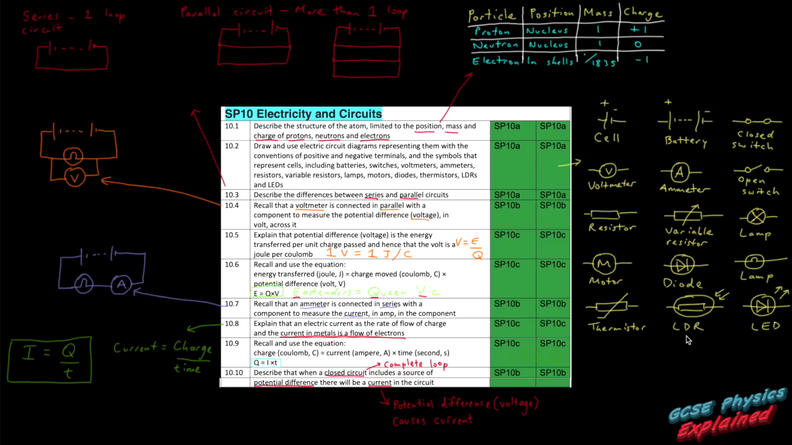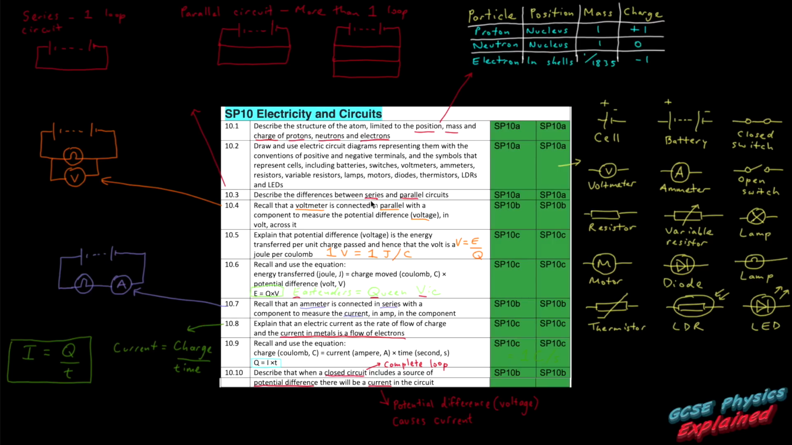An LDR is a light dependent resistor, so that's a resistor in a big circle to keep it dry because it goes on top of lampposts. And here's the sun shining down on it. And an LED is a light emitting diode, so it's a diode, D-I-O, that gives off light.